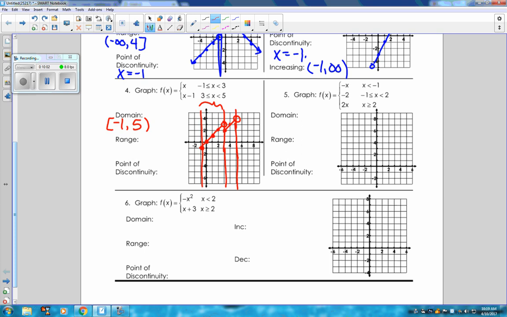What about my range? What's the smallest number my range hits? Included or not included? Included. What's the highest number? 4, not included, so that means I put parentheses. What's my point of discontinuity? You start where the graph starts, and then go. I'll try the next one. It's the same process, but instead of 2 equations, you have 3.